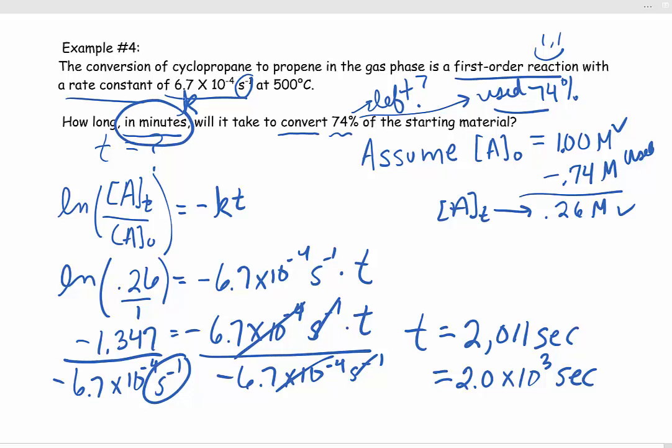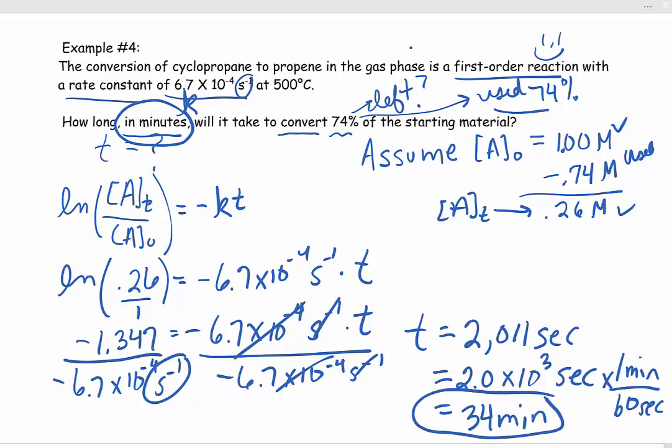No. You want to make sure you've noticed that the answer needs to be in minutes in this case, and so then we just have to say, well, in 1 minute, there are 60 seconds. So this is about 34 minutes.